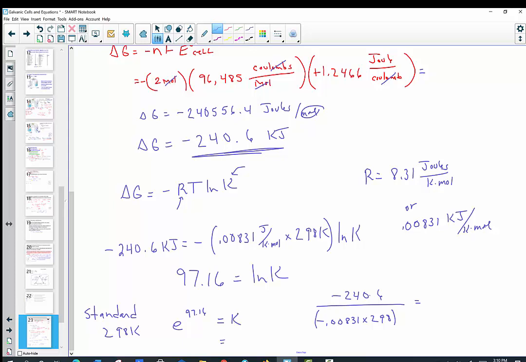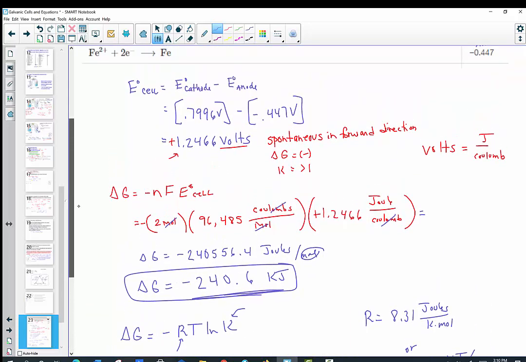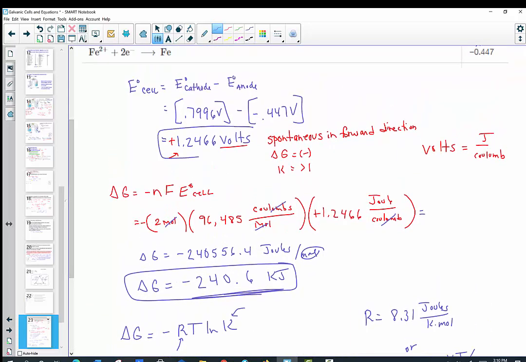K better come out large because I know it's going to be a spontaneous reaction in the forward direction. So second function, natural log of that answer. Oh yeah, that's a big number. 1.57 times 10 to the 42nd power is your equilibrium constant. We have found K, the equilibrium constant. We found delta G, Gibbs free energy, all from knowing the standard voltage of your battery, Ecell.